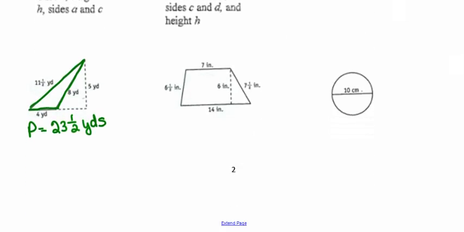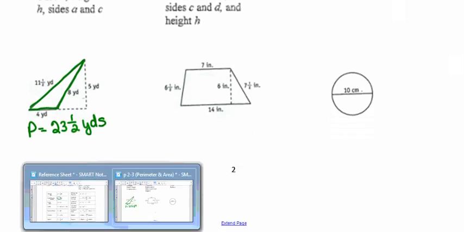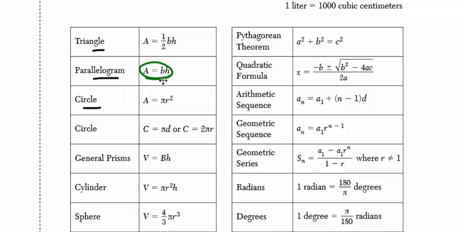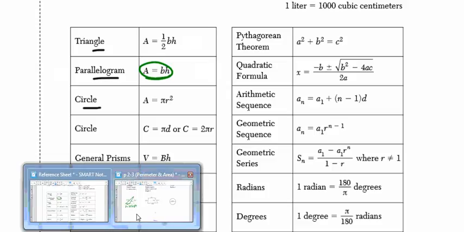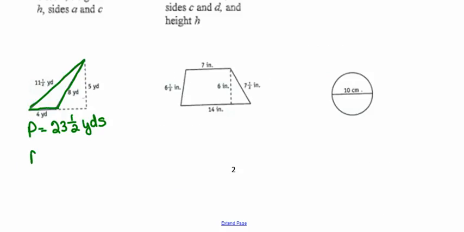And then to find the area, you may recall that the formula for the area of a triangle is 1/2 times base times height. But if you forgot that, you could always look that up on your reference sheet. So that formula is provided for you. But again, be careful when substituting numbers into this formula. Your base and your height have to form a right angle.